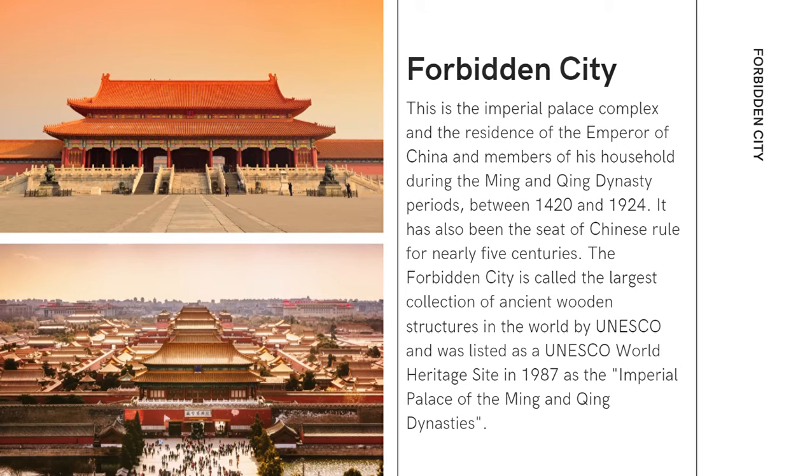The Forbidden City is called the largest collection of ancient wooden structures in the world by UNESCO and was listed as a UNESCO World Heritage Site in 1987 as the Imperial Palace of the Ming and Qing dynasties.